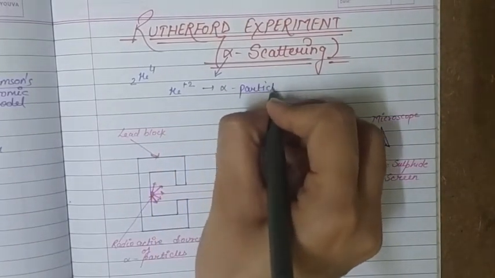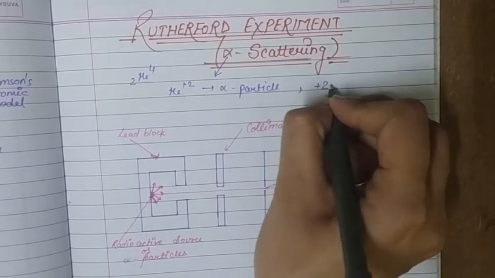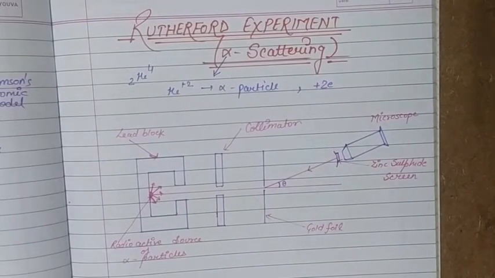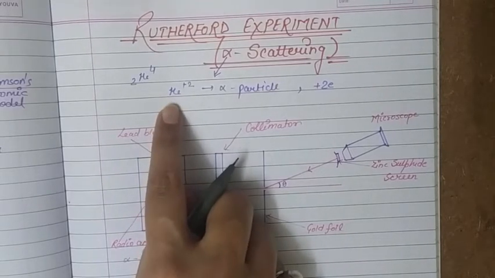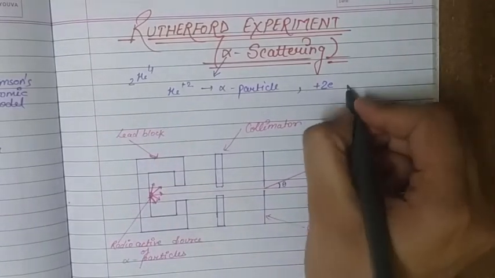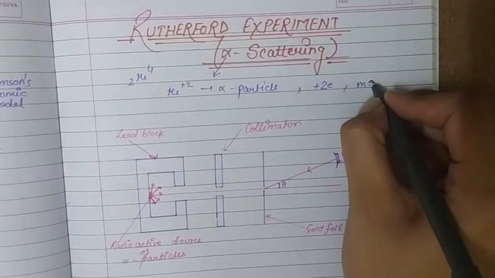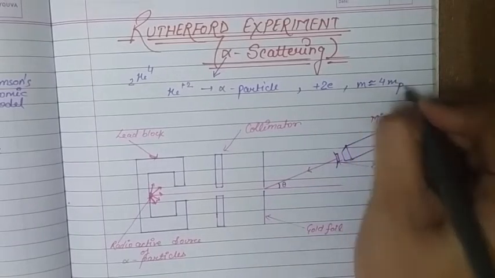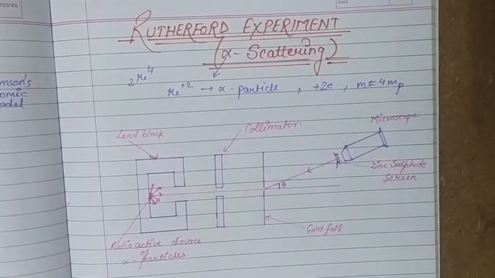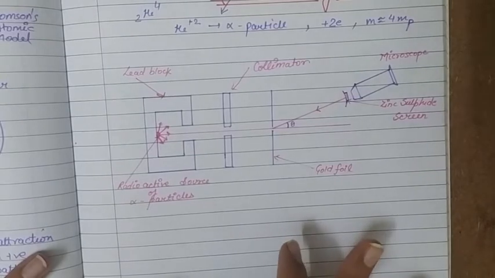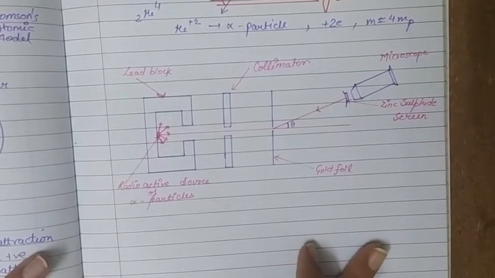It has a charge of plus 2e. So the charge on an alpha particle is plus 2e, and its mass is nearly 4 times the mass of a proton, because it has two protons and two neutrons in it. Its charge is plus 2e and its mass is about 4 times the mass of a proton. Now the diagram shows the experimental arrangement that Geiger and Marsden used for the experiment.